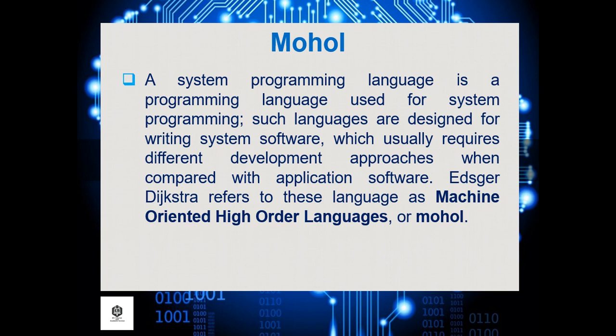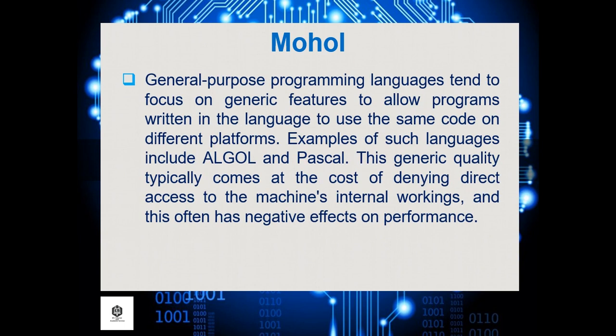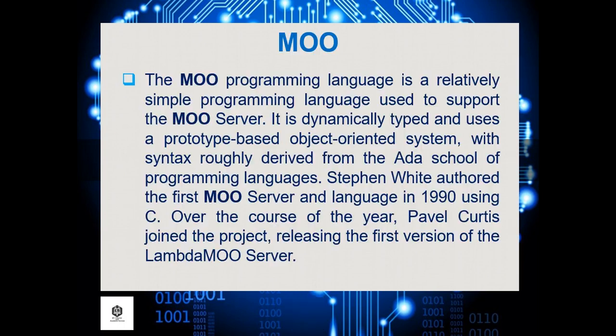A system programming language is a programming language used for system programming. Such languages are designed for writing system software, which usually requires different development approaches when compared with application software. Edsger Dijkstra refers to this language as machine-oriented high-order languages, or MOHOL. General-purpose programming languages tend to focus on generic features to allow programs written in the language to use the same code on different platforms. Examples of such languages include Algol and Pascal. This generic quality typically comes at the cost of denying direct access to the machine's internal workings, and this often has negative effects on performance.